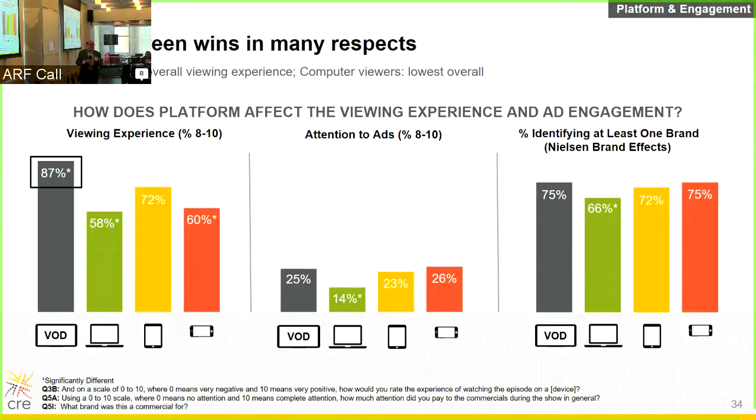That's different from attention to the ads or recall of the ads. In terms of attention to the ads, actually the smartphone did pretty well. In this case, it did better than the TV screen in terms of attention to the ads. And then ability to identify a brand, again, roughly equal. One would have thought that the larger screen would do more, but it didn't appear to be that way.